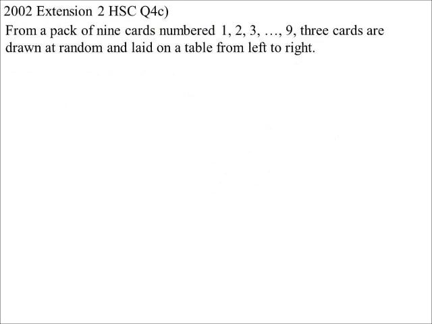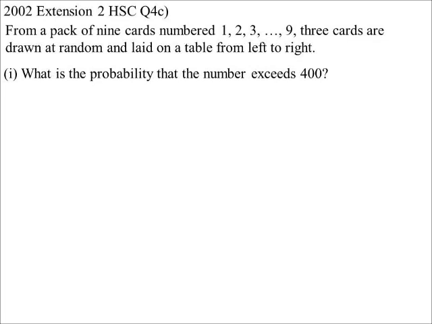Have a look at this one. We've got a pack of 9 cards, numbered 1 through 9. We're going to draw 3 cards out at random and just going to put them down on the table, left to right. So if you like, it's like we're creating a 3-digit number. Probability that number we create exceeds 400.